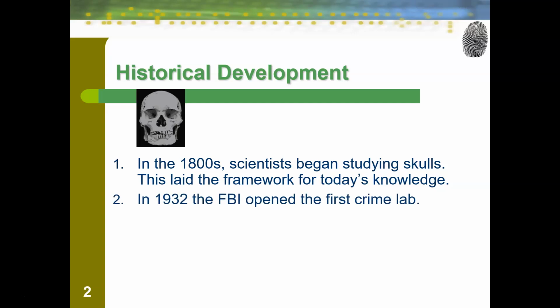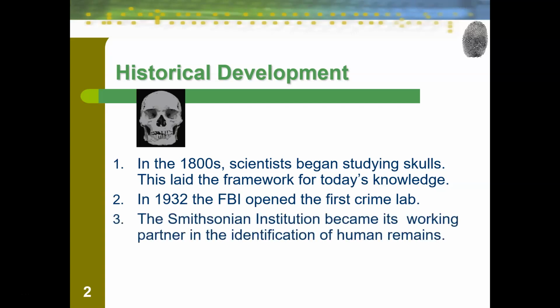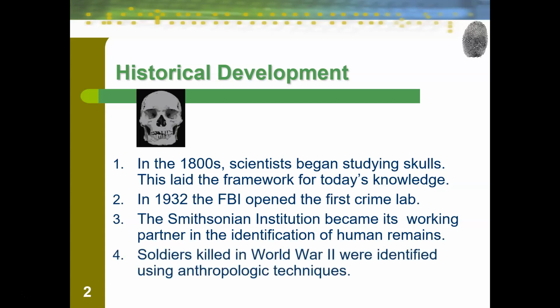In 1932, the FBI opened their first crime lab, which did involve skeletal remains. And the Smithsonian Institute became its working partner in the identification of human remains. So the FBI does not deal with the identification of human remains itself, but it does use the Smithsonian Institute for that. And soldiers killed in World War II were kind of the first big test case for using forensic anthropology techniques to identify remains, and many deceased World War II soldiers were identified using these techniques.